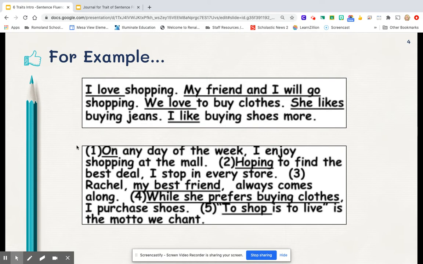So the author came back and they rewrote this. And man, this is so much better. Now this looks like third grade writing. And it says, on any day of the week, I enjoy shopping at the mall. Hoping to find the best deal, I stop in every store. Rachel, my best friend, always comes along. While she prefers buying clothes, I purchase shoes. To shop is to live is a motto we chant. Wow, isn't that so much better? I see much more variety in the sentences, and it also has different beginnings for each of these sentences now.